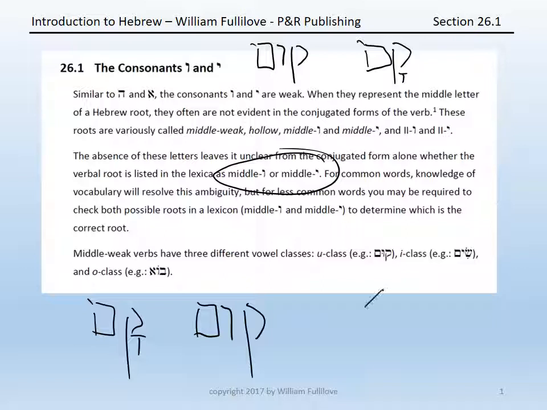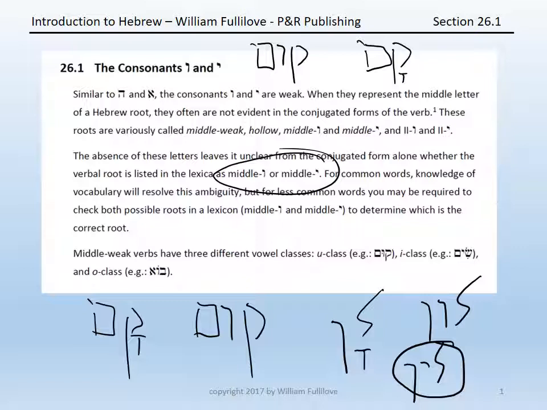But suppose you didn't yet know the form lan. You might need to look up both options in the lexicon, lun and lin. If you did so, you would find out that in fact the root is lin. But you might not know that until you looked in the lexicon.